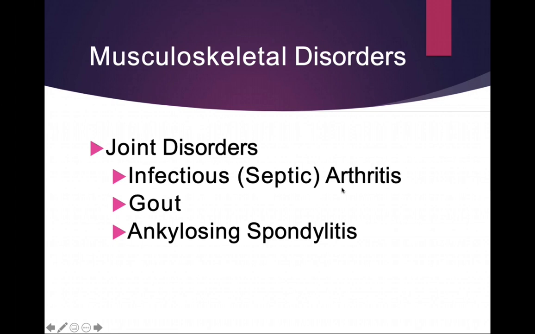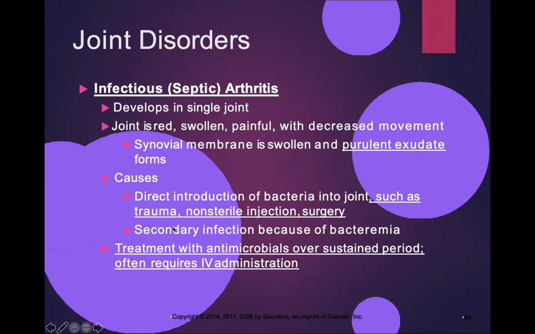Let's look at infectious arthritis, gout, and AS, or ankylosing spondylitis. So infectious arthritis can develop in a single joint. The joint is red, swollen, painful, which will result in decreased range of motion. Here the synovial membrane is swollen like it was with rheumatoid arthritis, but there's purulent exudate.